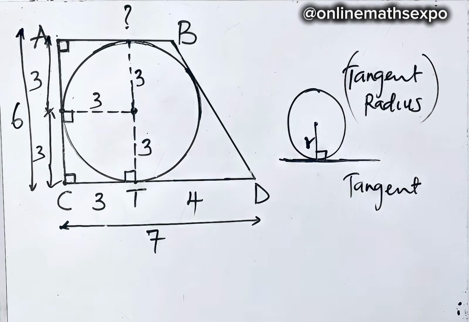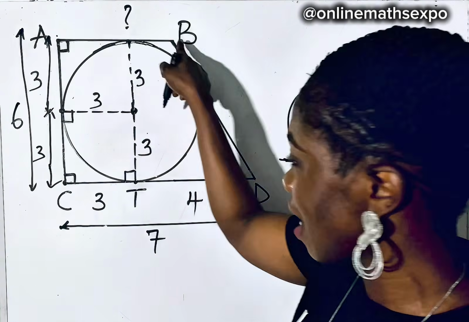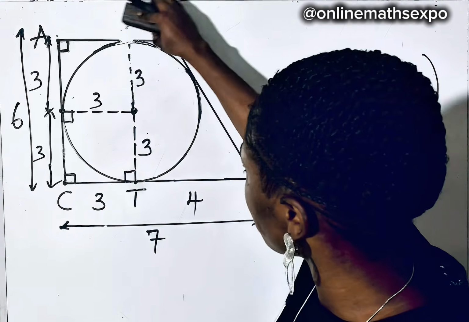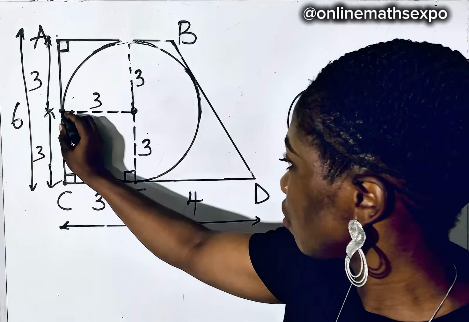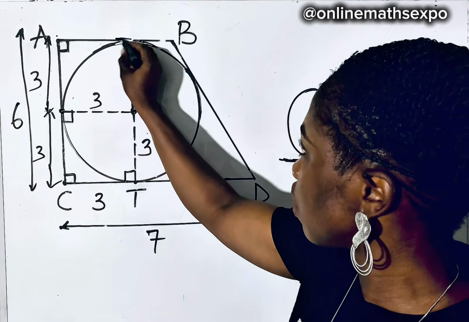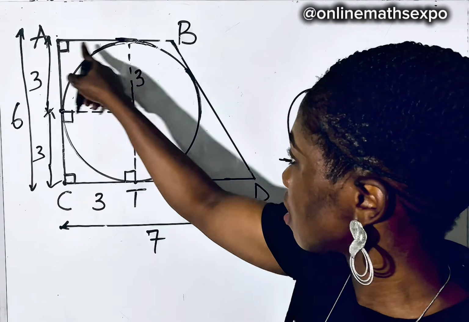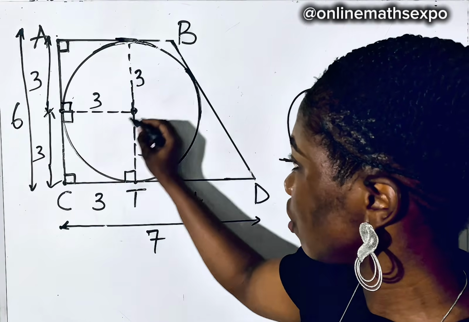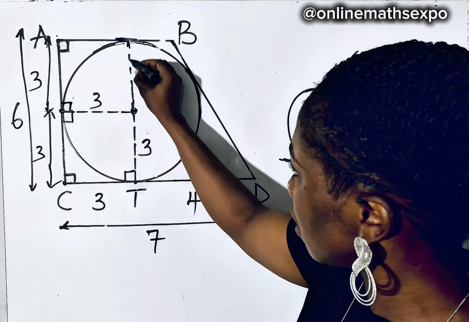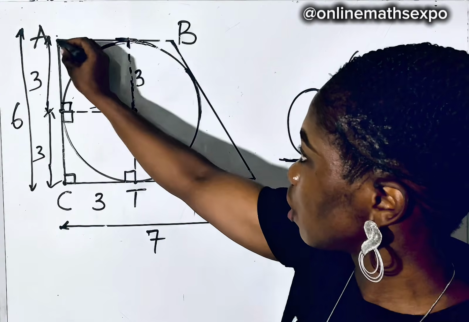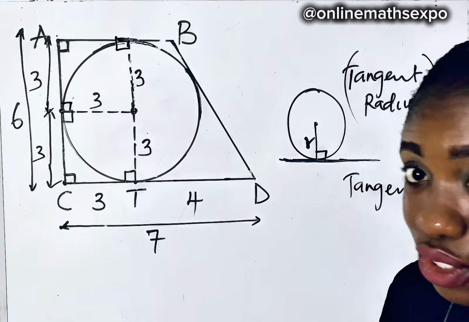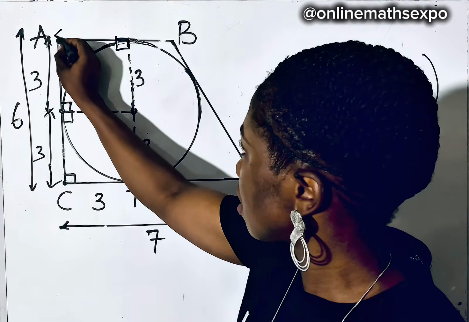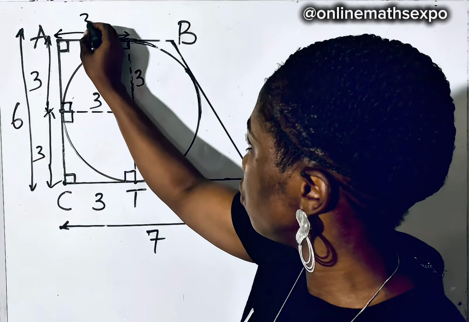Now, what should we do next? We want to target length AB, so let's get that length. To do that, you just need to remember you said that from here to here is 3. Because this is also a square, with a right angle there, and this line is your radius touching the tangent, also at right angles, you formed another square. So from here to here is 3. This length will also be 3 units.